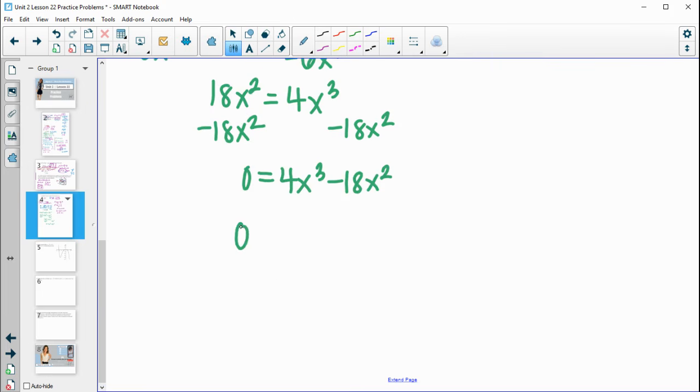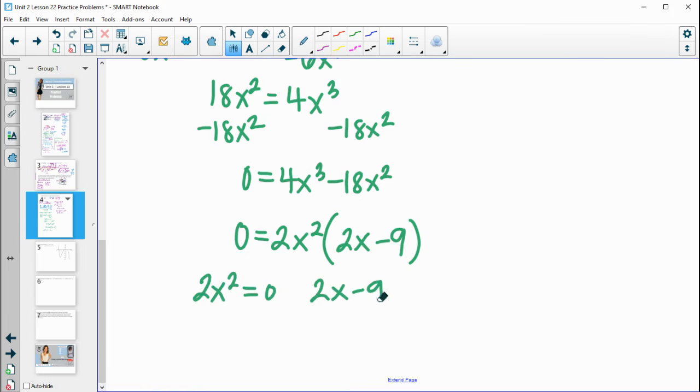So then we'll factor this, and we see that they have a common factor. So both divide by 2, and they divide by x squared. So when I take 4x cubed and divide it by 2x squared, I'm left with 2x. And when we do negative 18x squared divided by 2x squared, negative 18 divided by 2 is negative 9, and then x squared divided by x squared is 1. So now we can set both of these equal to 0 and solve.